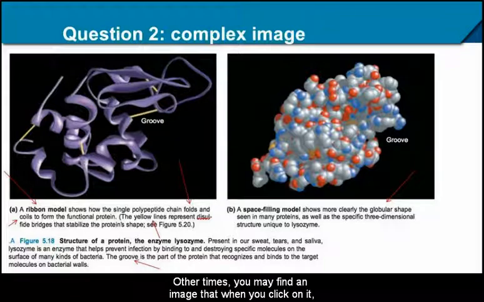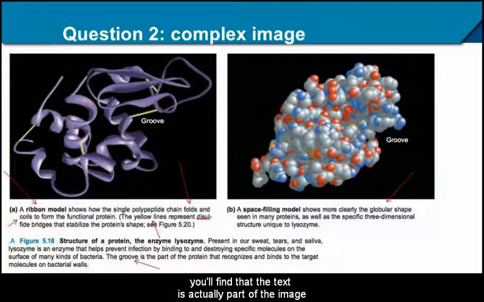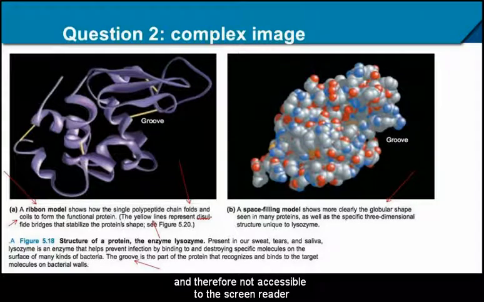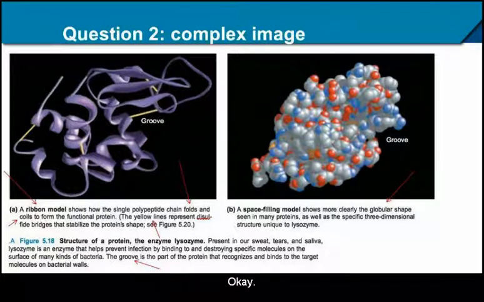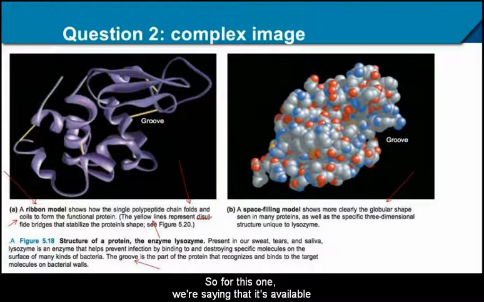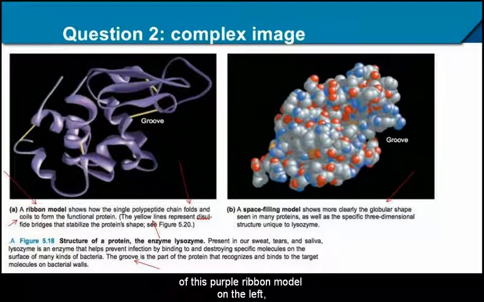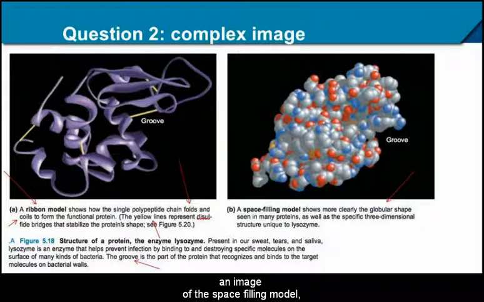Other times, you may find an image where, when you click on it, you'll find that the text is actually part of the image and therefore not accessible to the screen reader. And it'll be the job of the alt text writer to determine whether or not the caption information is available separately or will have to be copied and included in the alt text. Okay, so for this one, we're saying that it's available separately from the image. So in other words, the breakdown of what we're looking at here is an image of this purple ribbon model on the left, an image of the space filling model, the gray, blue, and red, on the right. Underneath are 2 captions, which a screen reader can find and read at the appropriate time. And then we have a figure description below.